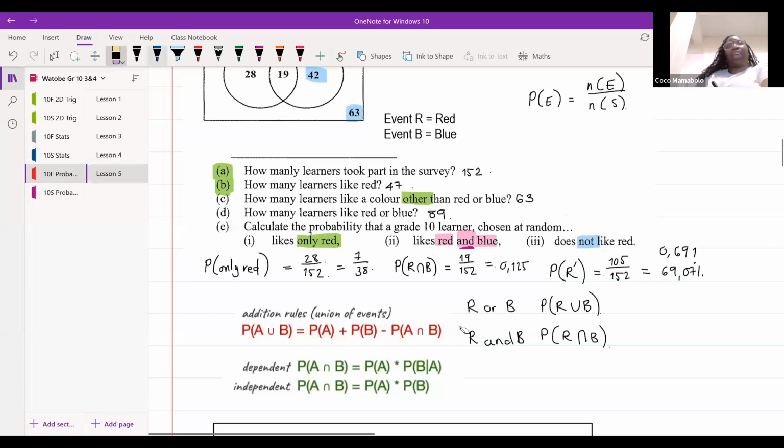Okay, when we do the brackets here, these brackets. Yes. Okay, so basically the brackets just tell us what the probability that we're doing is for.